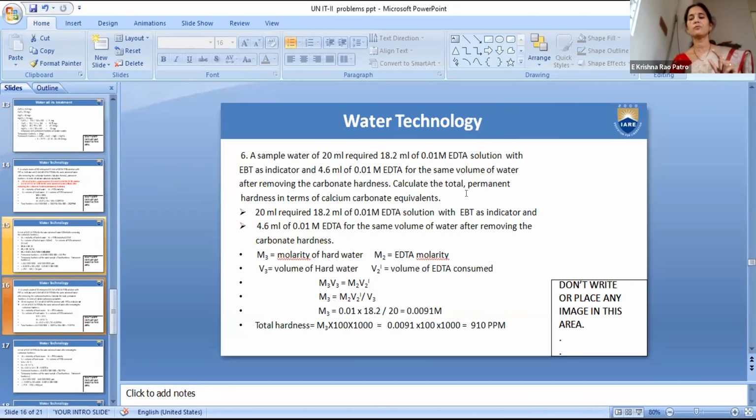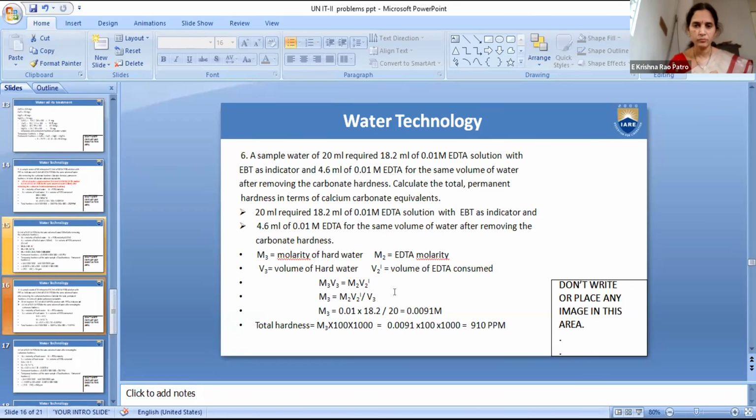Here also you have to find out total hardness and permanent hardness. Students, calculate the total hardness and permanent hardness in terms of calcium carbonate equivalents. Everybody write down the formula: M3V3 is equal to M2V2 dash, so M3 is equal to M2V2 dash by V3.